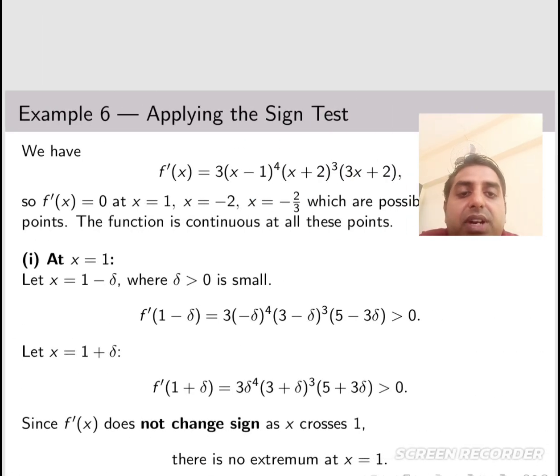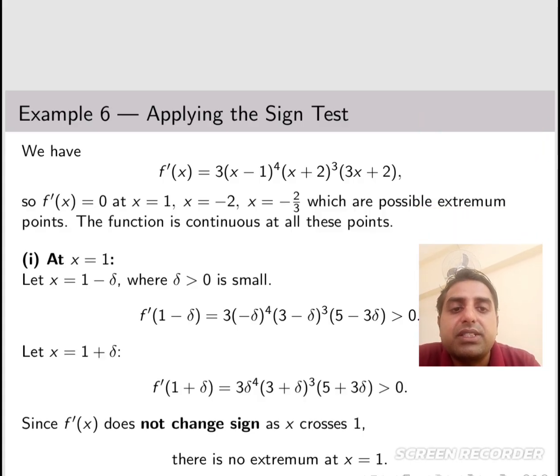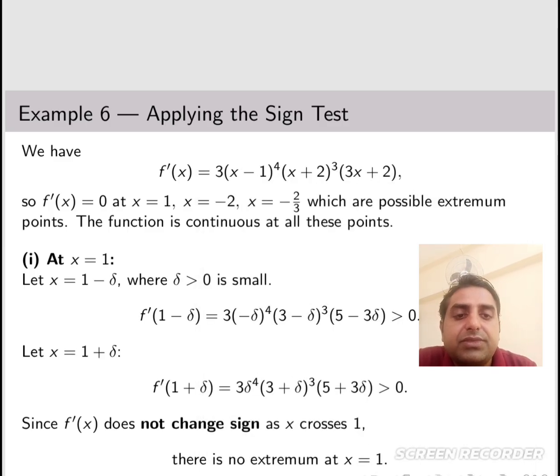Next, how to apply these sign tests in our problem. Let's see one example. Suppose f dash x is equal to this.